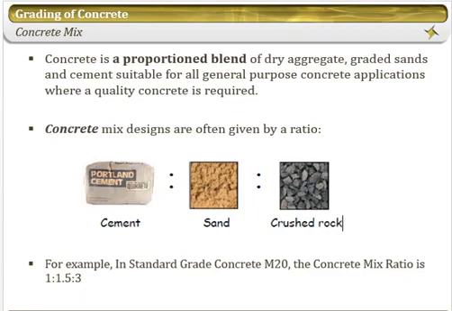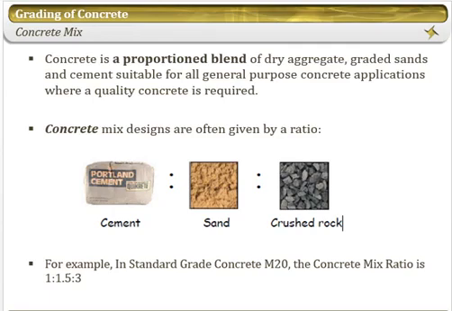Concrete mix design is often given by a ratio of cement, sand, and crush. Here I have written an example, standard grade concrete M20. The concrete mix ratio is 1 ratio of cement, 1.5 ratio of sand, and 3 ratio of crushed rock. Here cement is known as cement, sand is known as fine aggregate, and crushed rock is also known as coarse aggregate. And some quantity of water is also added to it.